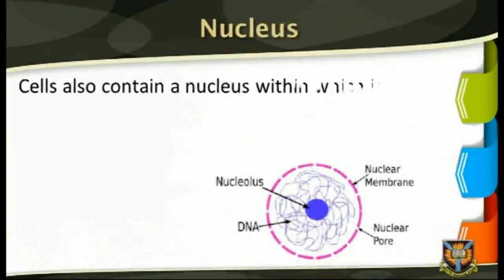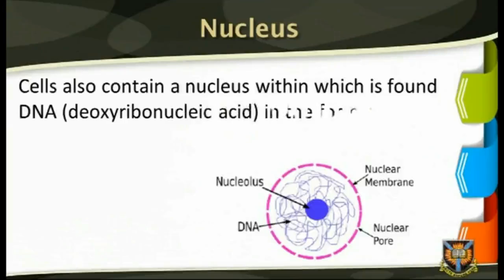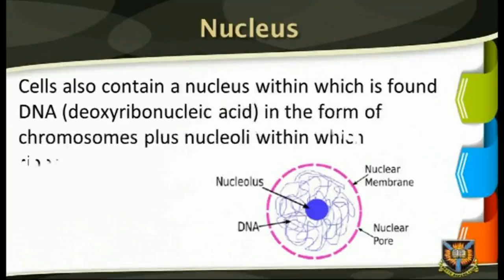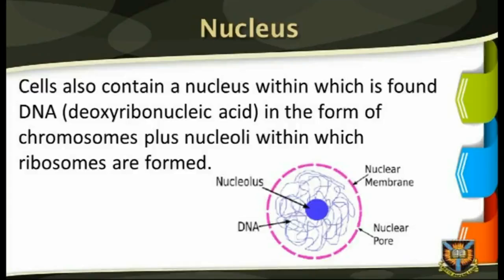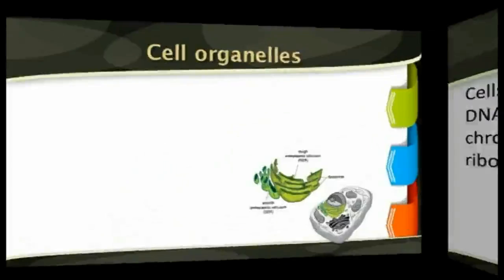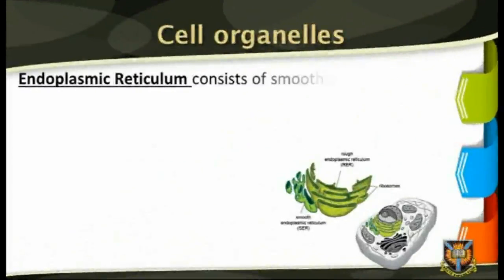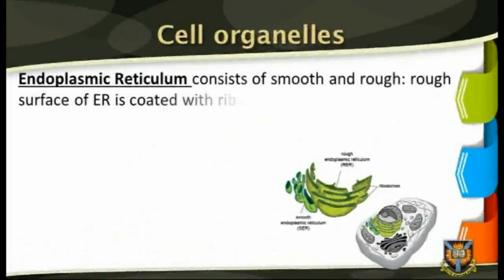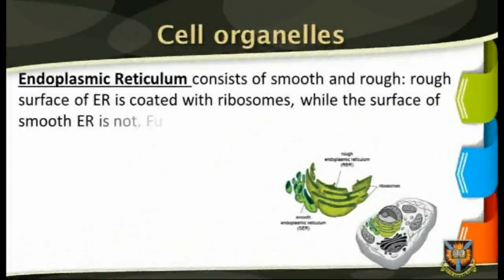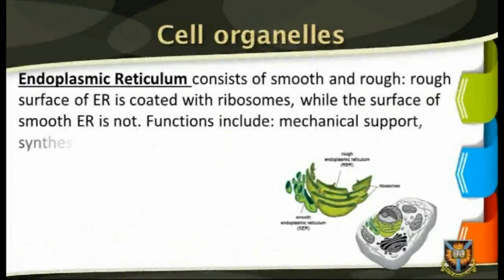Nucleus. Cells also contain a nucleus, within which is found DNA, deoxyribonucleic acid, in the form of chromosomes, plus nucleoli, within which ribosomes are formed. Cell organelles. These include endoplasmic reticulum, Golgi complex, lysosomes.